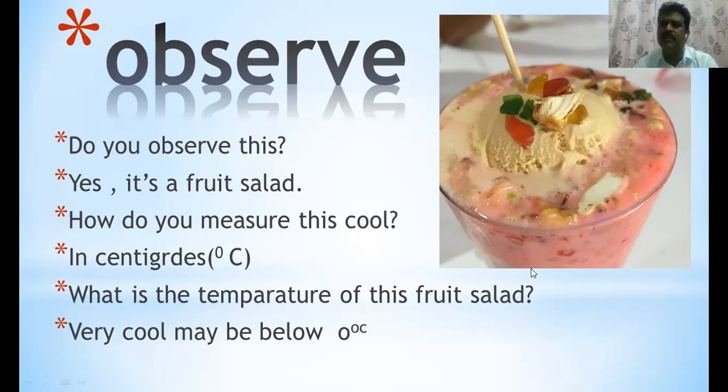What is the number to be given to measure this fruit salad? We cannot say 1. Why? Because it is below 0. So don't say 1 or 2 or 3 or 10 or 20 or 30. We should say below 0 degrees. Isn't it? So when this situation arises, we should use some other numbers below 0. Yes or no? Yes. If it is very hot, we can use 500, 1000, like 2000, 3000 or 1 lakh like that. But it is below 0 degree.